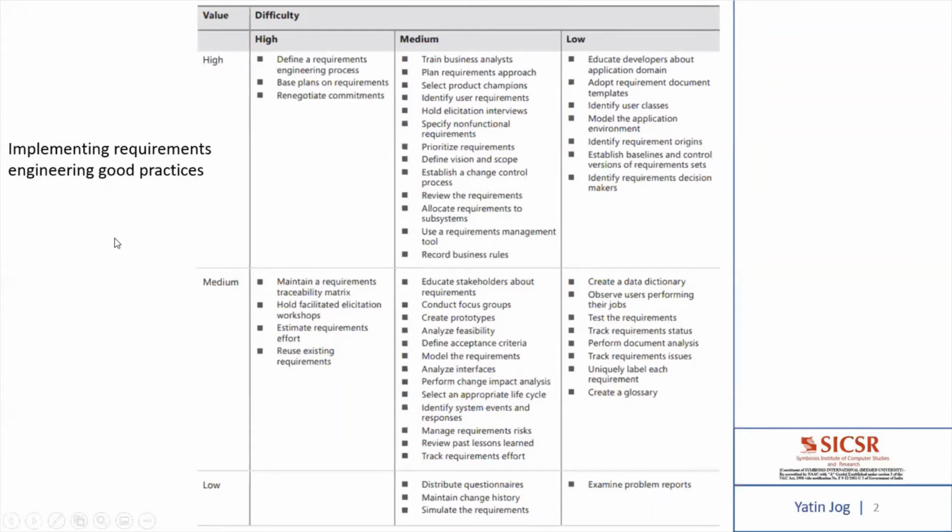Now, if you look at this table, one cell is where the difficulty level is low. That means it is very easy to implement, and the value is also low. That means it is not going to create any impact. So examine problem reports. This good practice comes under low difficulty level and low impact.